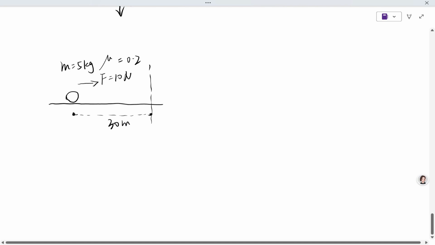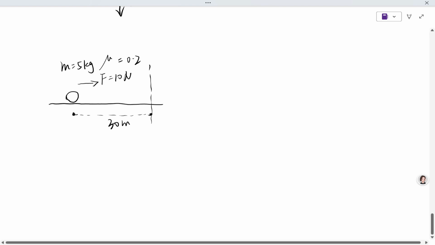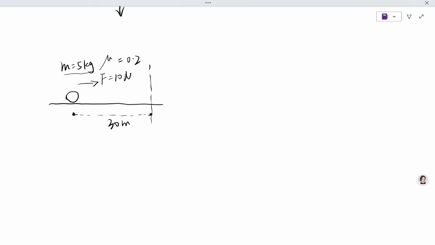And now you may ask, the work can be positive and it can also be 0. Can it be negative? Now, let's see. Look at this sample example. This is a ball with a mass of 5 kilograms, and the friction constant between the bottom of this ball and the surface is 0.2. And there's a constant force with a magnitude of 10 newtons pulling it forward, allowing it to go forward by a distance of 30 meters over here. And now I'm asking you, what is the work done by the friction force?